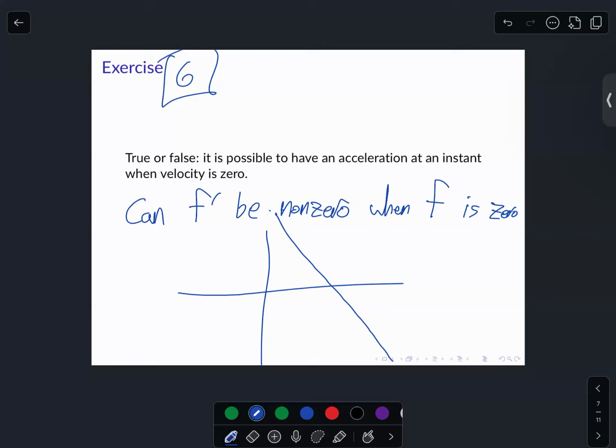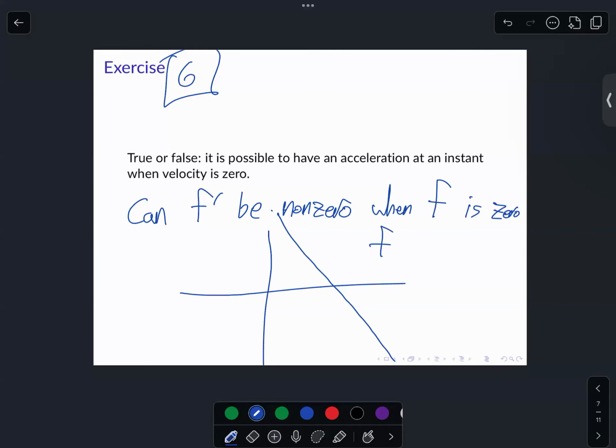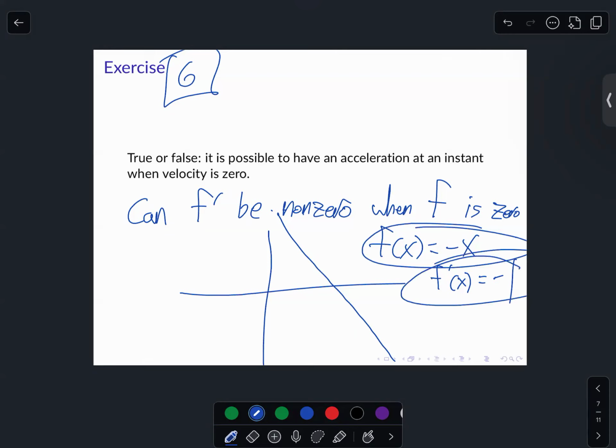Okay? And the follow-up here as well. You can absolutely have a function where the derivative is non-zero. If I say f of x equals -x, its derivative, f prime of x, equals -1. Plug in x equals 0. The function is 0. Its derivative is not 0.